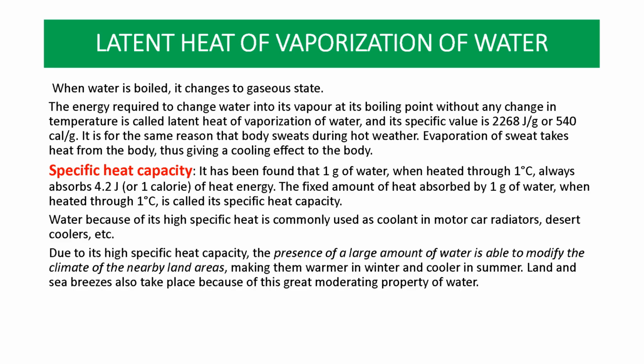And there is a specific heat capacity. So first we come to know what the specific heat capacity is. Listen carefully, when 1 gram of water is heated by 1 degree centigrade, it absorbs 4.2 joule or 1 calorie of heat energy. So it is the specific heat capacity of water. Because of this, we use water in the motor car radiator, desert coolers, etc.